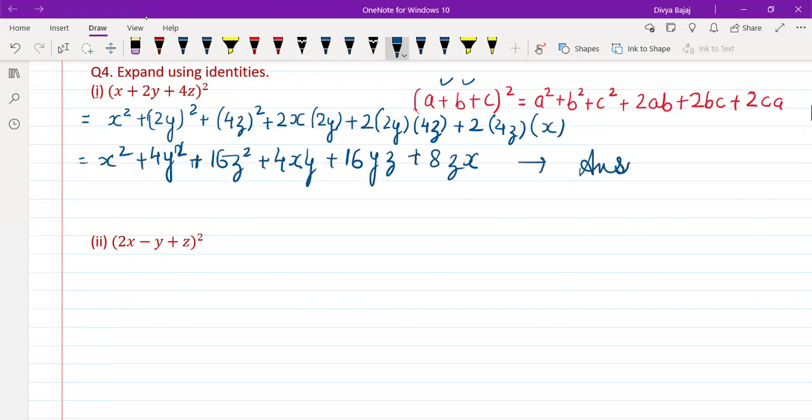We just applied the identity and solved it. Let's look at the second part. Again, you will see this question carefully. We are given the three terms and then the square of all the terms put into the bracket. So it means we are going to use the same identity here, which is (a + b + c) whole square equals a square plus b square plus c square plus so on. But here, if you see carefully, b has a negative sign. So let's solve it.